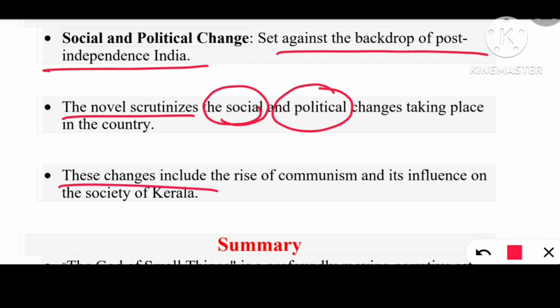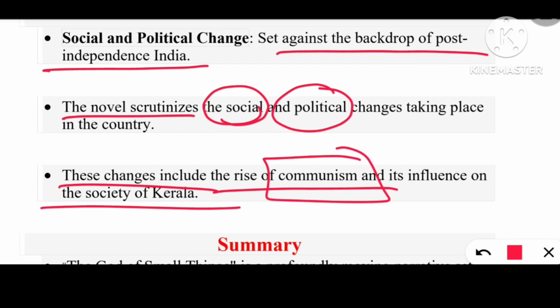These changes included the rise of communism and its influence on the society of Kerala. Now, what is communism? Communism believes in equality, all right, and there should not be anyone who is rich and anyone who is poor. According to them, whatever we have with us, that is property and money, should be kept in a limited way. We cannot keep everything with us according to them. So extra money had to be returned. That was the situation right after independence.